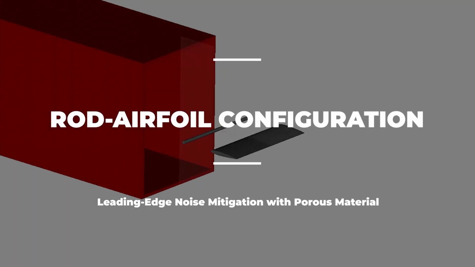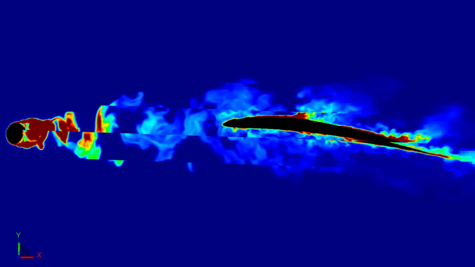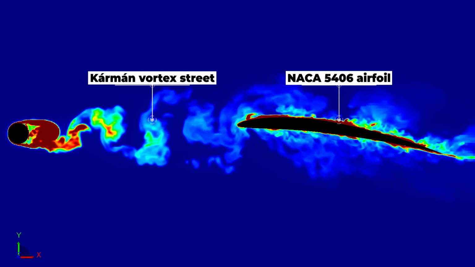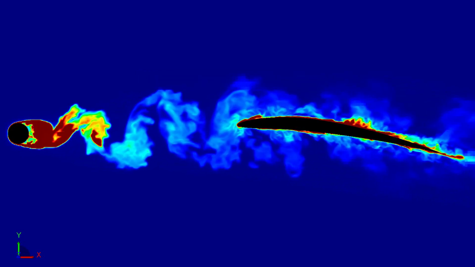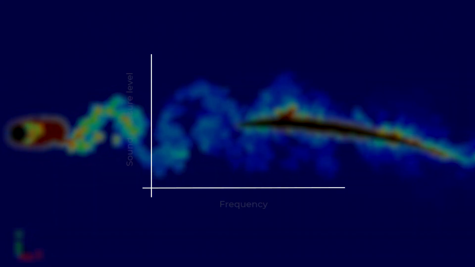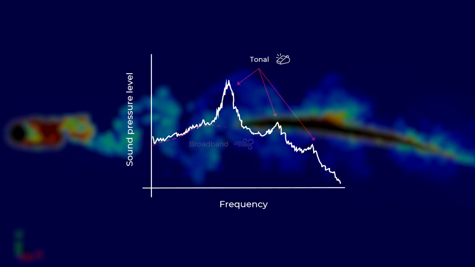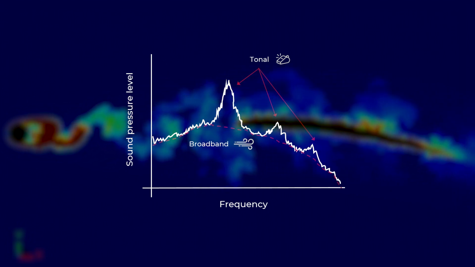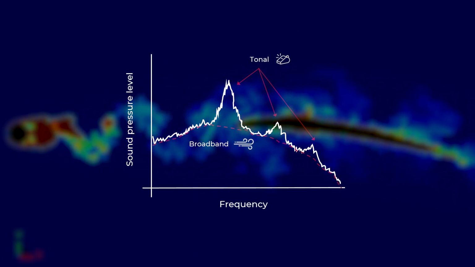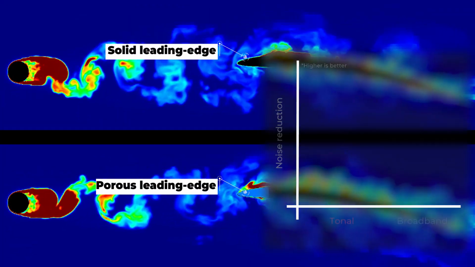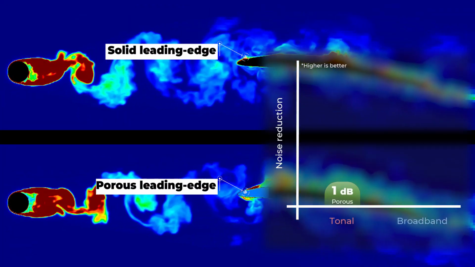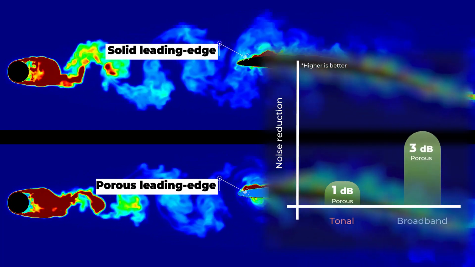This is a rod-airfoil configuration. The rod leaves a trail of vortices known as the Kármán vortex street, which then impinges on the NACA 0012 airfoil. The periodicity of the vortices combined with the many scales of turbulence in the rod wake results in the radiation of tonal and broadband noise. By using the metal foam leading edge, the broadband noise can be reduced by up to 3 decibels, but the tonal noise is relatively unaffected.